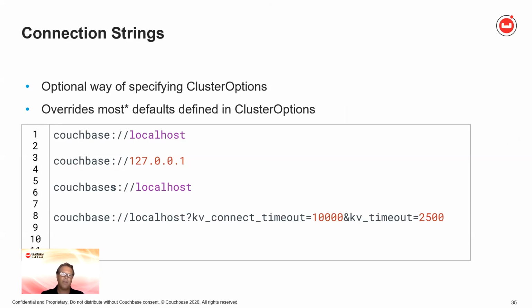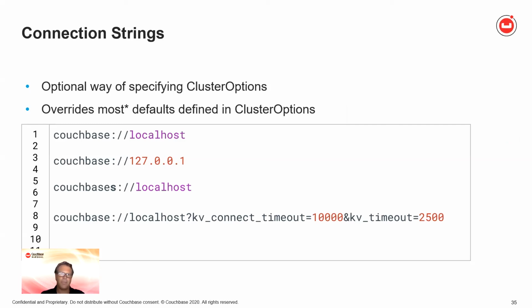If you want to enable TLS, you can do that by adding an S to the couchbase scheme, couchbases, colon, //localhost. So now we will enable TLS on the client. This assumes, of course, you've set up your certificate correctly.